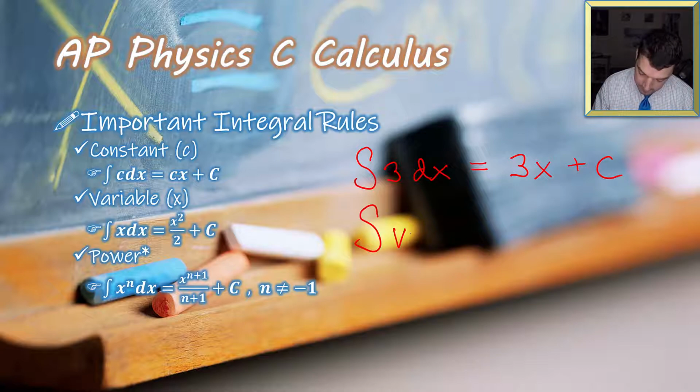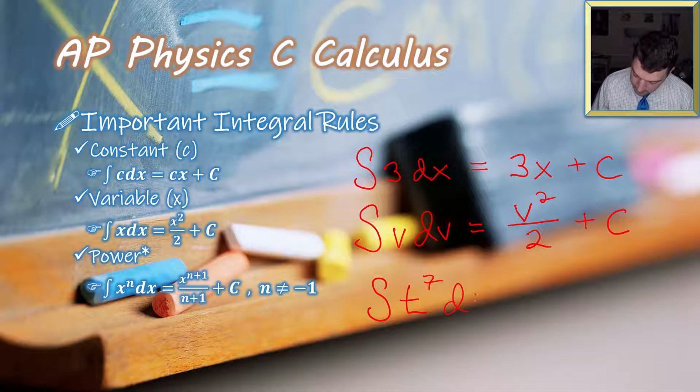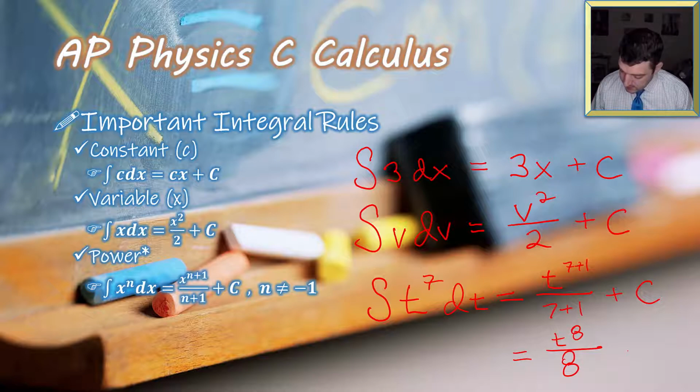Let's integrate v in terms of v. Now I'm going to get the variable by itself as the derivative, and so that would be v squared divided by 2 plus c. Let's look at the integral of t to the 7th in terms of t. Now I need an antiderivative, a function that if I were to take the derivative, I would get back t to the 7th. That's t to the 7 plus 1 divided by 7 plus 1 plus c, or t to the 8th divided by 8 plus c.